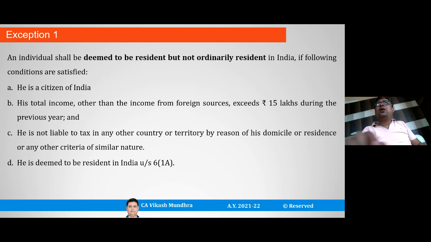I think you learned about these conditions earlier. A few slides back, we discussed these conditions, the deeming provision. You will be considered a deemed resident in India. If you are considered a deemed resident under section 6.1a, in short, you will be considered a not ordinary resident in India. You will be considered a deemed resident, but which type, ordinary or not ordinary? You will be considered a not ordinary resident. If you are a resident due to the provision of section 6.1a, that is, you satisfied all these conditions, then that deemed resident person shall be considered a not ordinary resident in India. Got it?